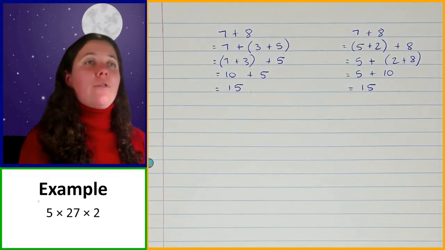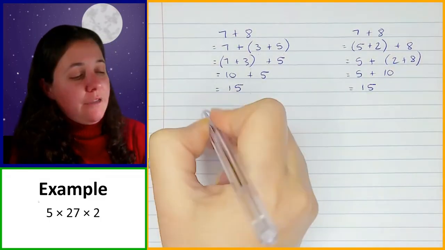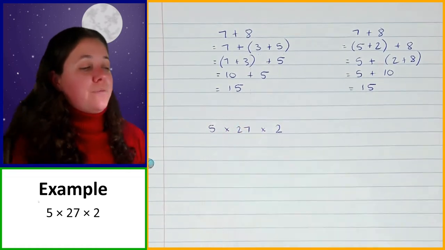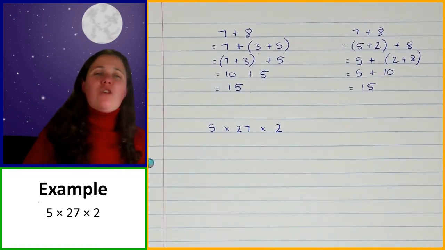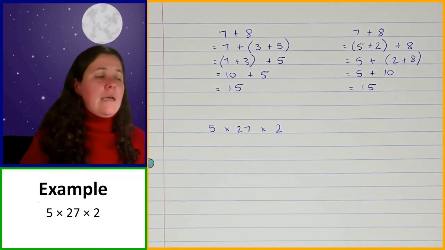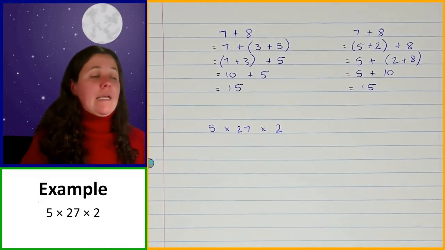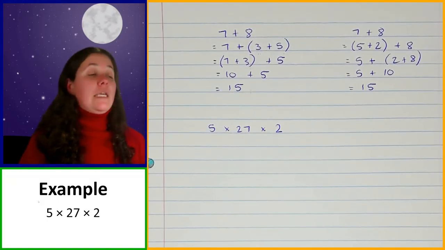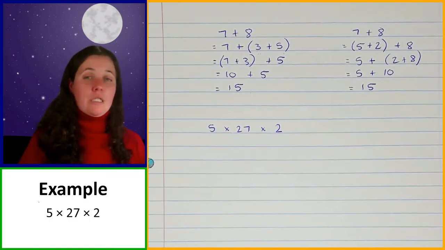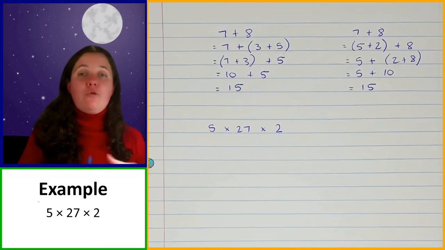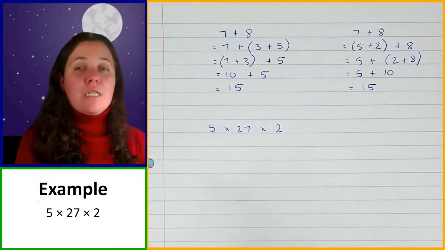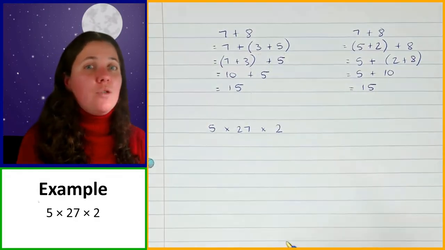Now we're going to look at another example where we've got 5 multiplied by 27 times 2. Now in this one, if I try and work out 5 times 27, that's going to be rather complicated. Even 27 times 2 is going to be rather complicated. So now we're going to use the commutative law. And the commutative law says that when I'm multiplying or adding, in this case I'm multiplying, I can rearrange, I can move things around. So I am going to rearrange this and put the 5 and the 2 together because I know what 5 times 2 is, and I know that 5 times 2 is a nice number.